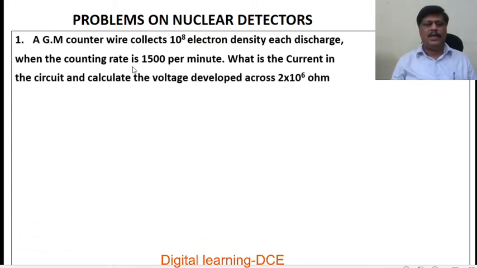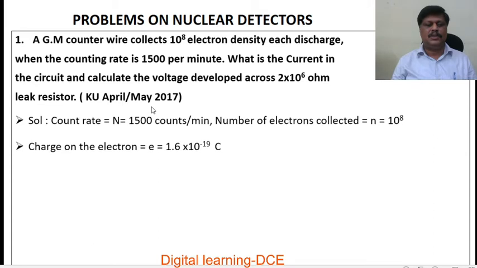A GM counter wire collects 10 power 8 electrons for each discharge. When the counting rate is 1500 per minute, what is the current in the circuit, and calculate the voltage developed across 2 into 10 power 6 ohm leak resistor. This is the problem in the Kuvempu University question paper, April-May 2017.